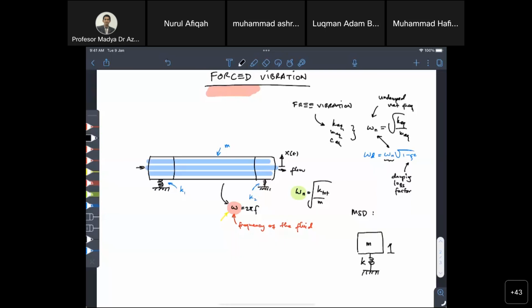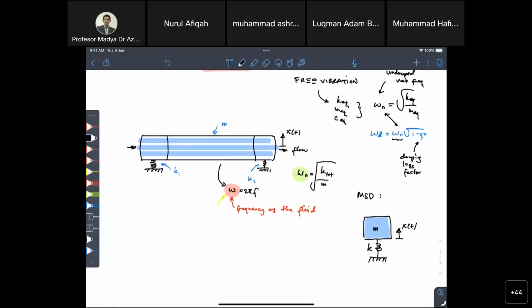So the pipe will vibrate vertically. x(t) is the amplitude of the vibration of the pipe. Okay, and there is a force from the fluid, F(t), which forces the mass and damper of the system to vibrate.